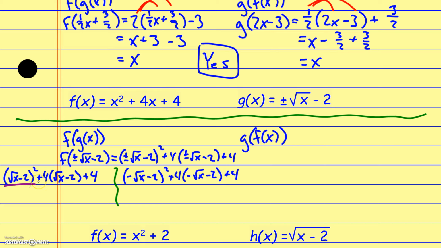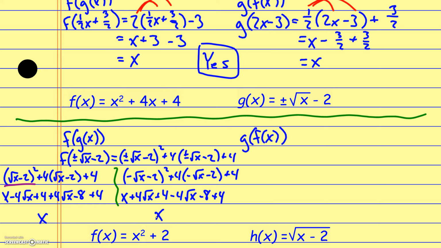Over here, when I do this guy squared, remember I have to multiply that by itself, so I have to FOIL. And when I do, I end up with an x minus 4 root x plus 4. Here I distribute the 4, and I get a plus 4 root x minus 8, and then that plus 4 tags along for the ride. So now I combine all these like terms, and when I do that, I'm left with just an x. Here I do the same thing. I have to FOIL this first piece, so that's going to give me an x plus 4 root x plus 4. Here I distribute, and I get a negative 4 root x minus 8 plus 4. And now when I look at this, I combine like terms, and when I do, I'm left with just an x. So the overall value here when I do f of g of x is x, no matter which way I slice it.